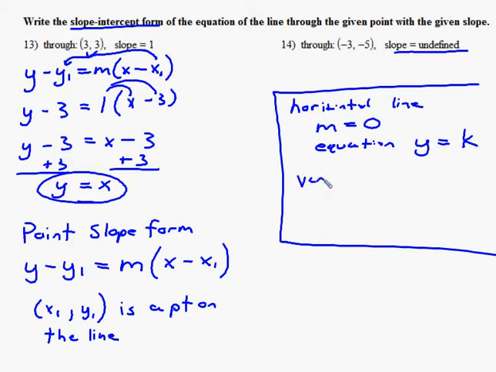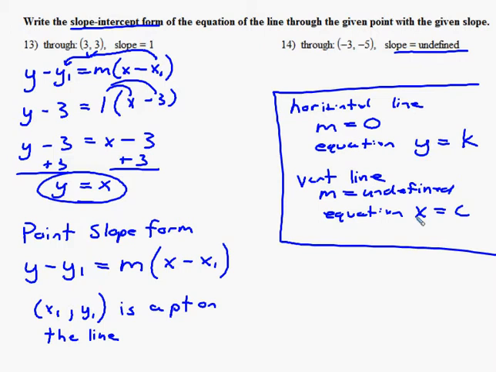A vertical line has a slope that's undefined, and the equation is always x equals a number. We'll call it c. And so it's just x equals the x value that it goes through.